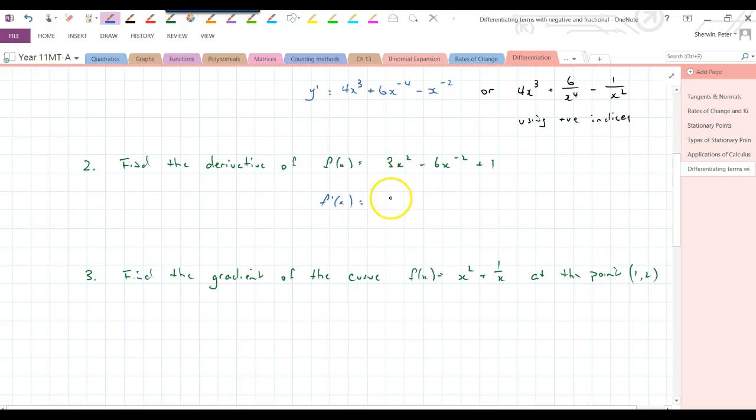Okay, so 2 times 3 is 6x. Brilliant. Minus 2 times minus 6 is plus 12x. Reduced by 1, minus 3. The 1 disappears to nothing. There's my derivative function.